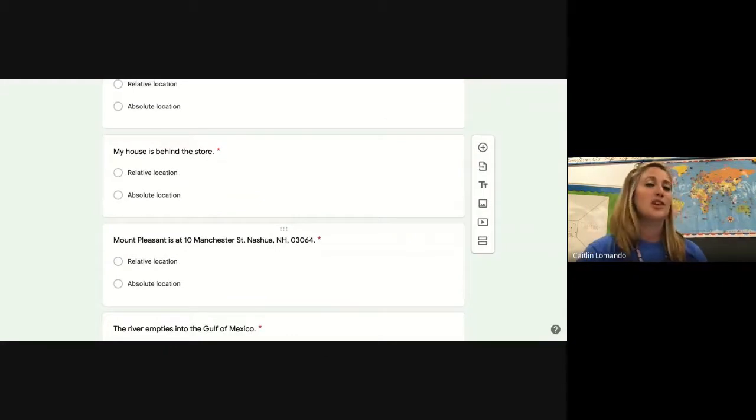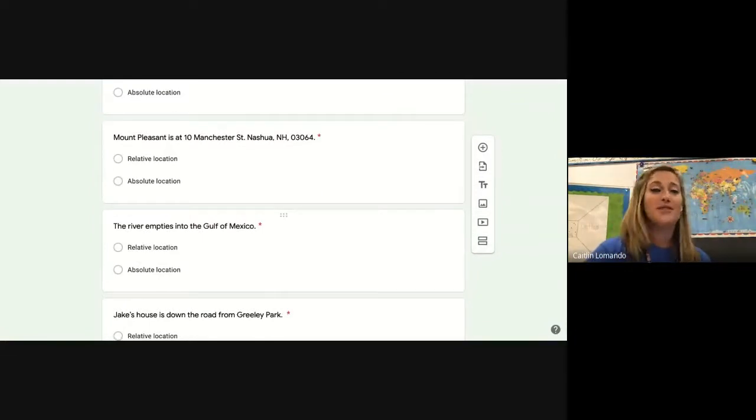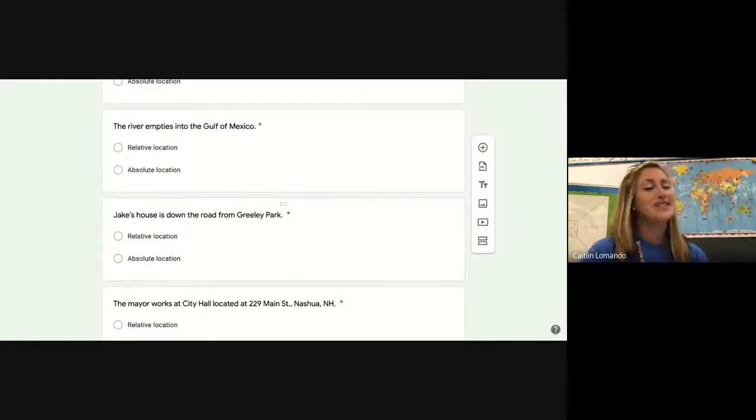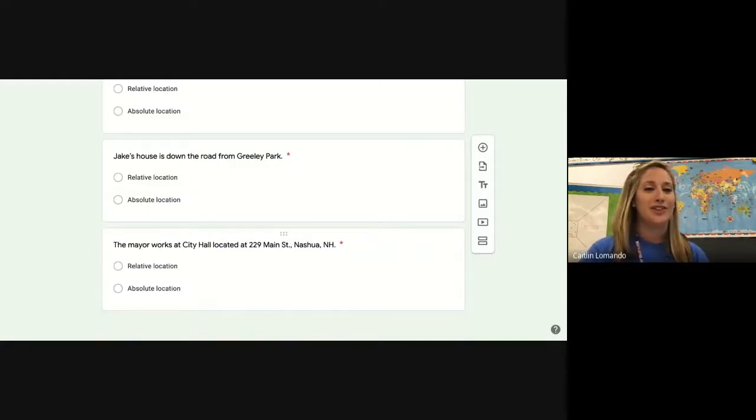Mount Pleasant is at 10 Manchester Street, Nashua, New Hampshire, 03064. Is that relative or absolute? Am I absolutely sure where Mount Pleasant School is? The river empties into the Gulf of Mexico. Is that relative or absolute? Am I absolutely sure where that river is? Jake's house is down the road from Grilly Park. Is that relative or absolute? Am I absolutely sure where Jake's house is? The mayor works at City Hall, located at 229 Main Street, Nashua, New Hampshire. Is that relative or absolute? Am I absolutely sure where that mayor works?